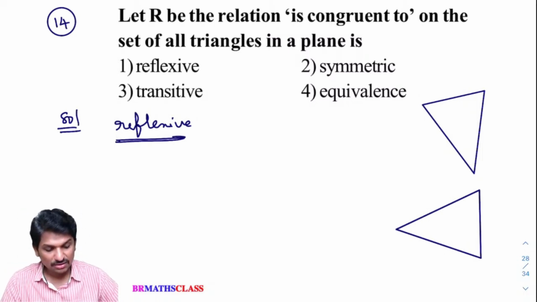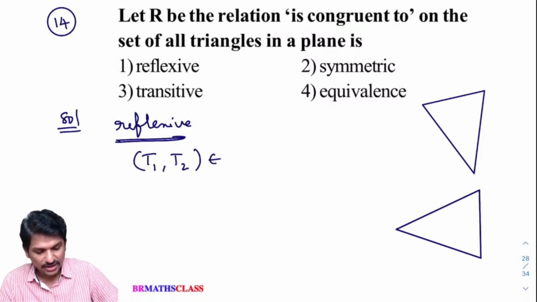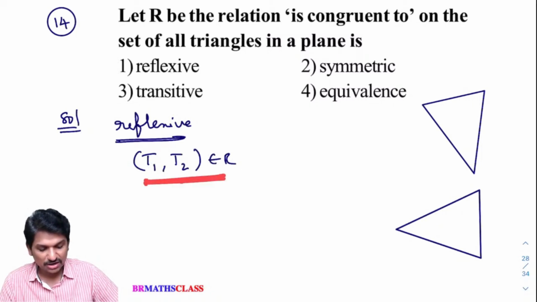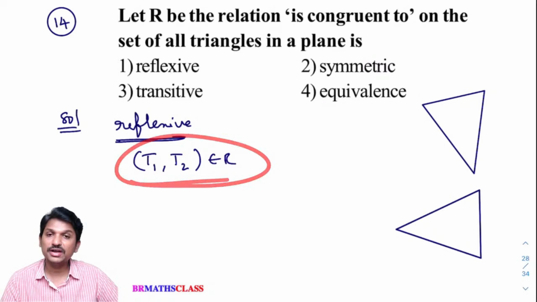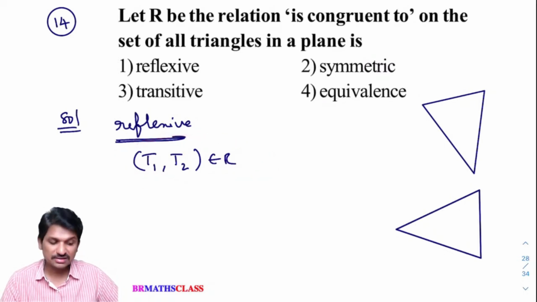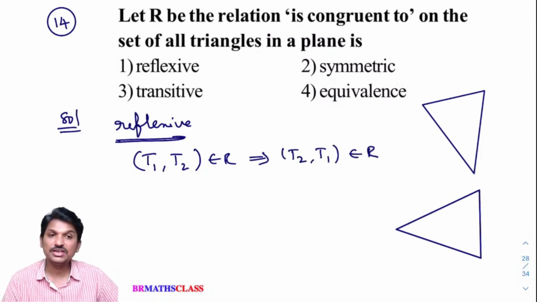Okay. Now, is this relation symmetric? You take two triangles, T1 comma T2, in the relation. When two triangles belong to the relation, then I can say that the first triangle is congruent to the second triangle. If T1, T2 are congruent, T2 comma T1 also congruent. Yes, look here. These are T1, T2. This is congruent to this. At the same time, this is also congruent to this. It can be understood easily. That implies T2 comma T1 belongs to the relation. T1 comma T2, T2 comma T1, both belong to the relation.